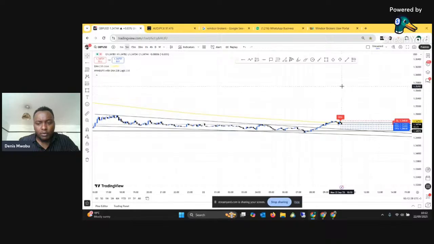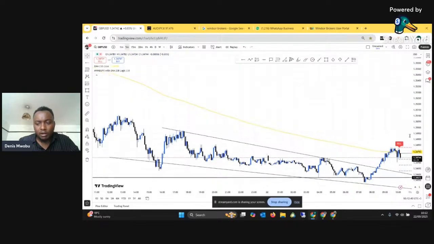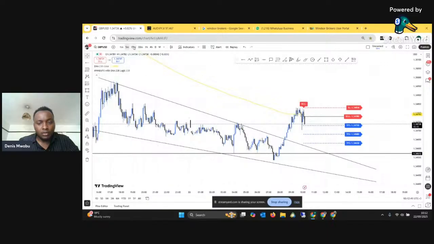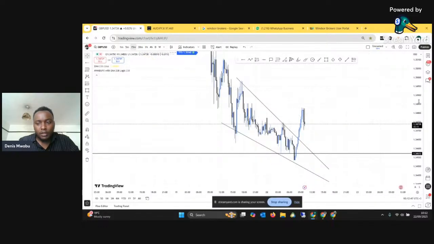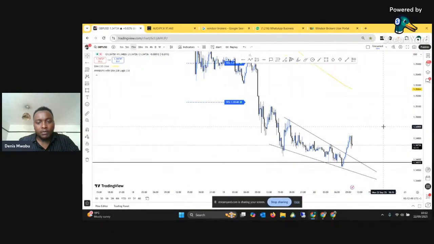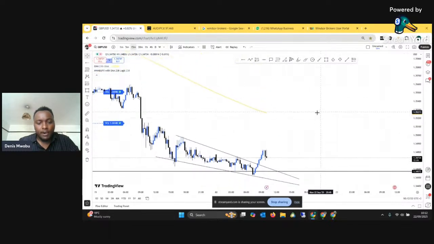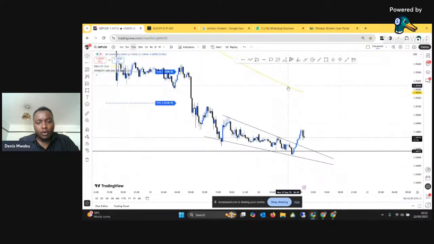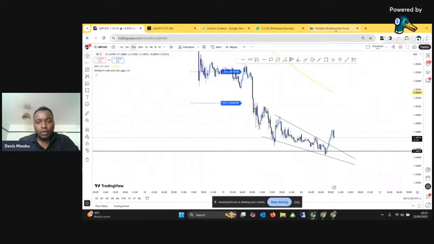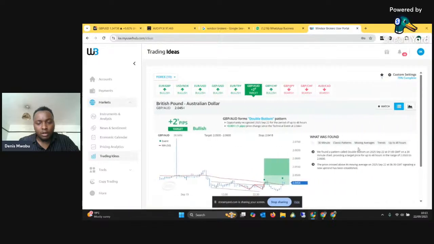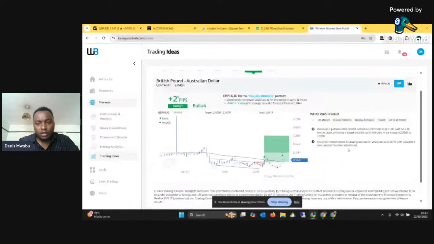I'm sure on the 5 minutes time frame we might see a buy coming in from this particular area, but I don't want to use the 5 minutes time frame. The lowest time frame I can get into is the 15 minutes time frame. Let's just go through the pairs and look for a trade idea. We're going to get a good trade idea, don't worry.